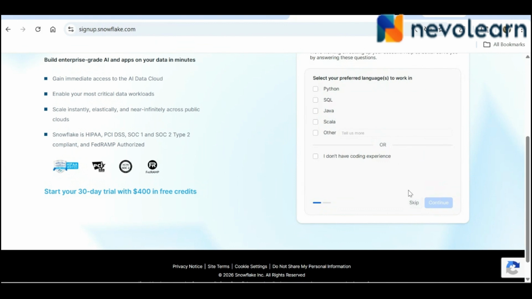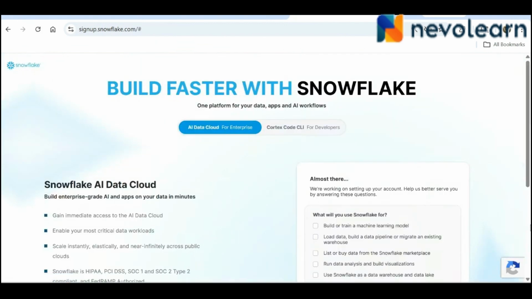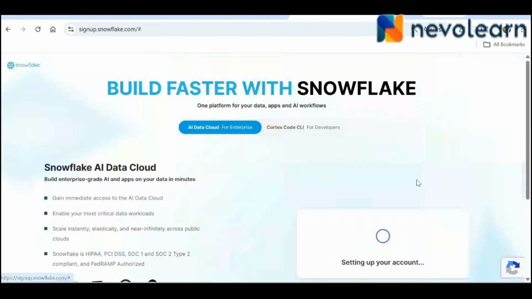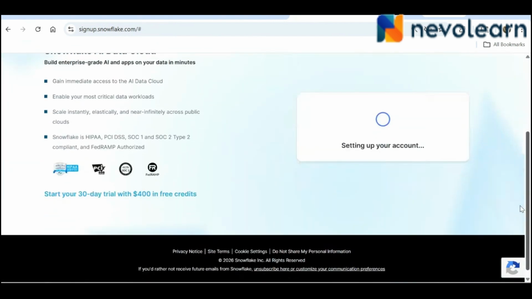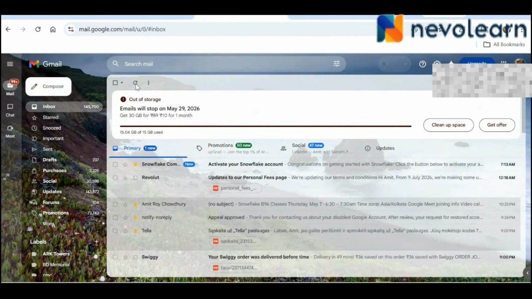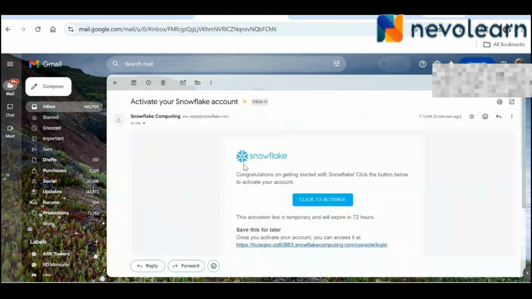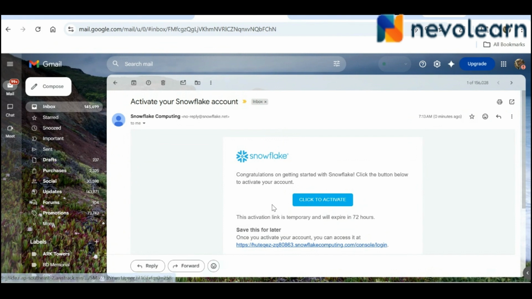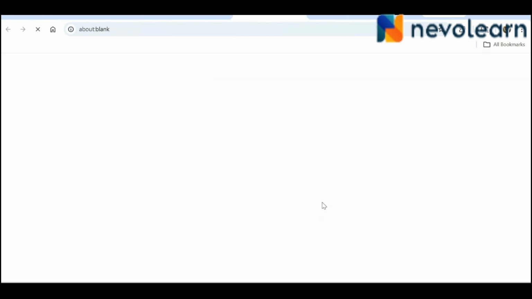It will ask you two questions. You can either answer or skip them. Once it is done, it will send an email to your email address. You can see an email has been sent. If you come here and refresh, you will get an email to activate your Snowflake account. You have to click on the click to activate button.